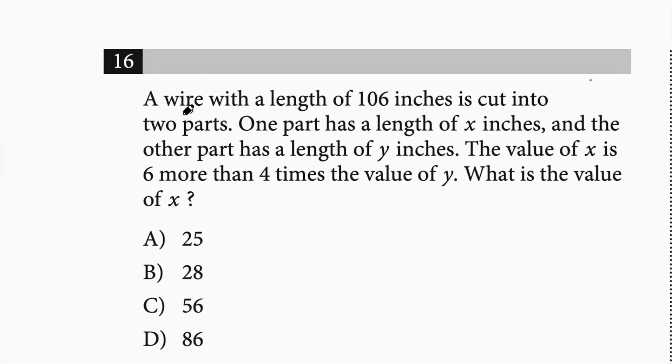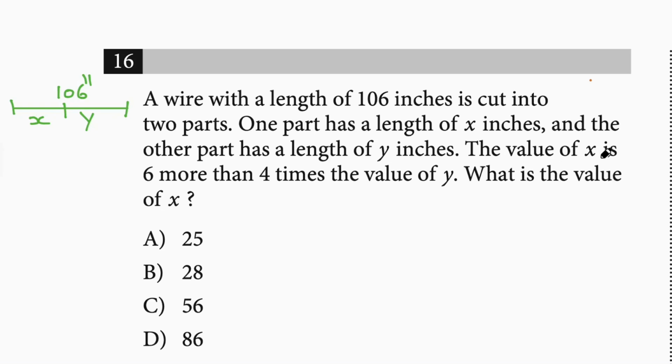Question number 16. A wire with a length of 106 inches. Okay, let this be the wire and the total length given is 106 inches. It is cut into two parts. Okay, one part has a length of x inches and the other part has a length of y inches. Okay, so we have decoded the first sentence. This is the meaning of this.